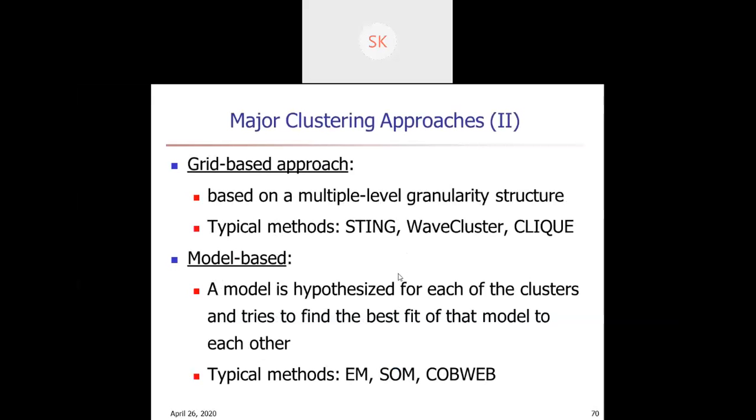Next is the grid based approach, based on a multiple level granularity structure. Its methods are STING, CLIQUE, and WaveCluster. The next approach is the model based approach. A model is hypothesized for each of the clusters, and we try to find the best fit of that model to the data. The methods under this are EM, SOM, and COBWEB.